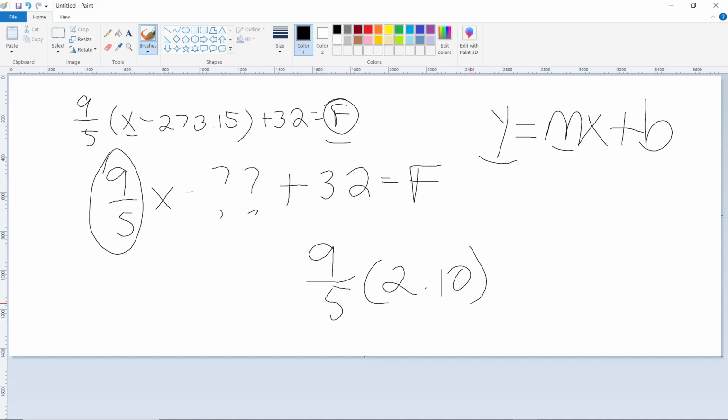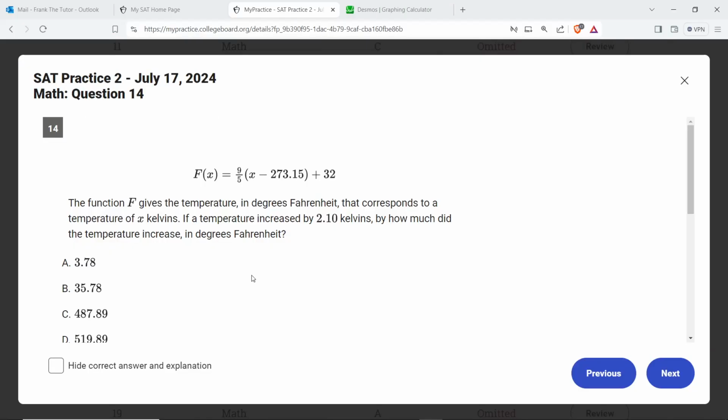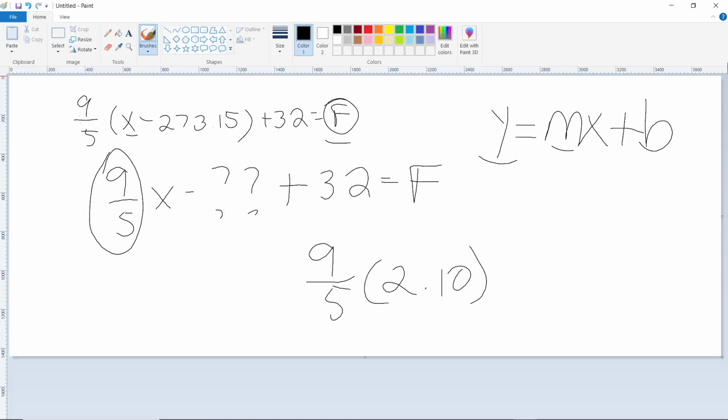Well, you can estimate it. 9/5 isn't quite 2. 2 times 2.10 is 4.2, so it's a little bit less than 4.2. That is answer A. A is a little bit less than 4.2. Or work it on the calculator, or work it by hand.